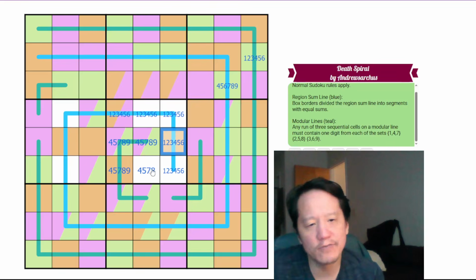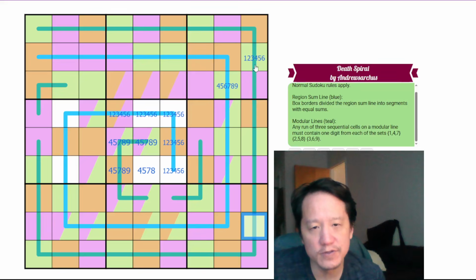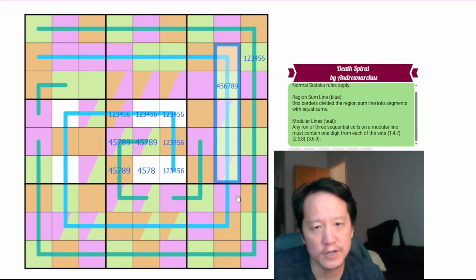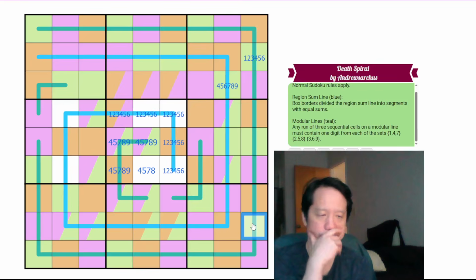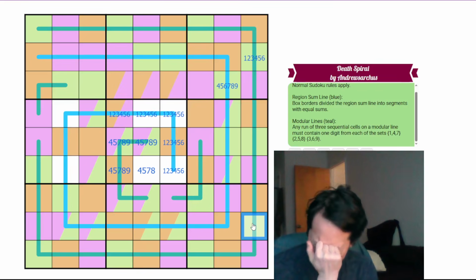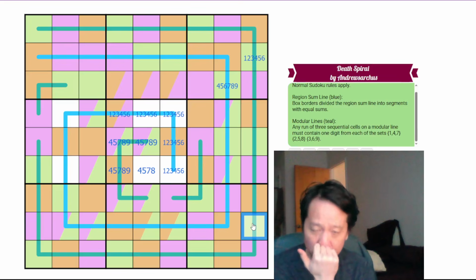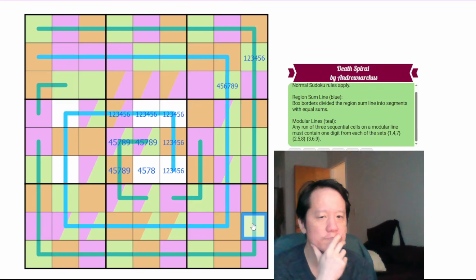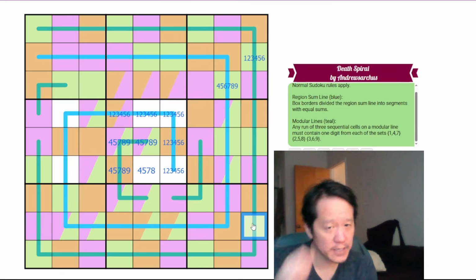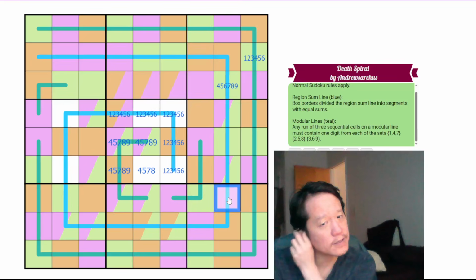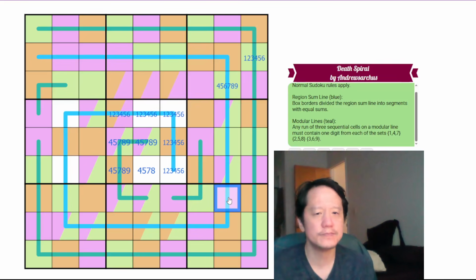Can we ever have like a 9 in one of these cells, is what I'm thinking, right? In one of these cells that are not on the region sum lines, can we have the largest digits? Because we have to make up for... I mean, technically, if you're losing a 9, well, maybe.